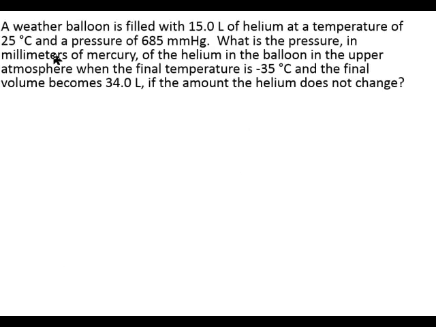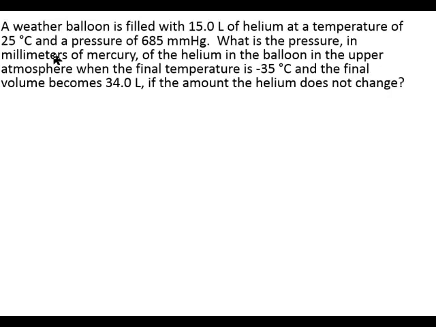In this example, a weather balloon is filled with 15 liters of helium at a temperature of 25 degrees Celsius and a pressure of 685 millimeters of mercury. What is the pressure in millimeters of mercury of the helium in the balloon in the upper atmosphere when the final temperature is negative 35 degrees Celsius and the final volume becomes 34 liters, if the amount of the helium does not change?